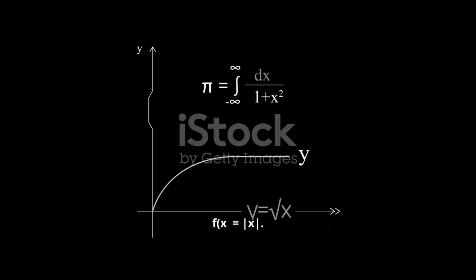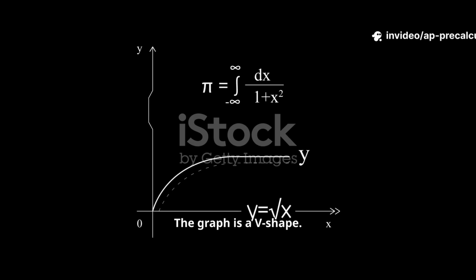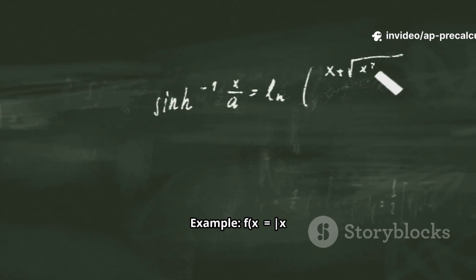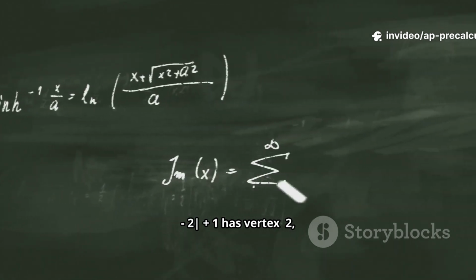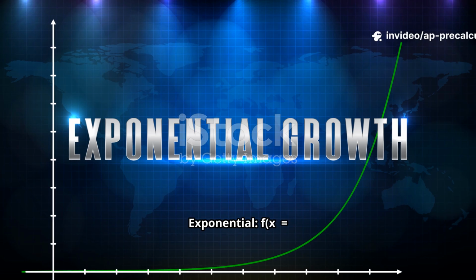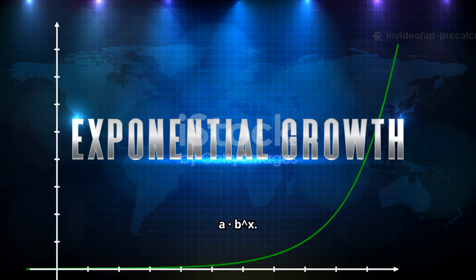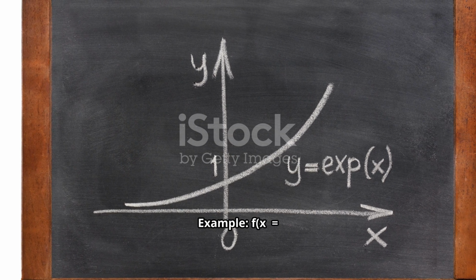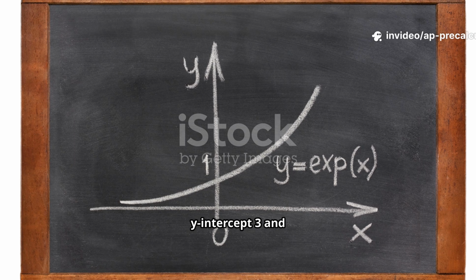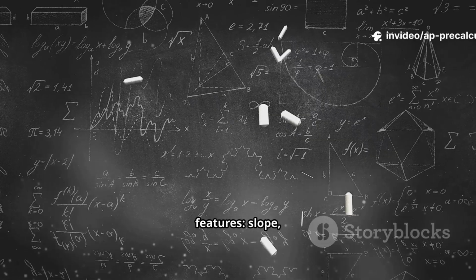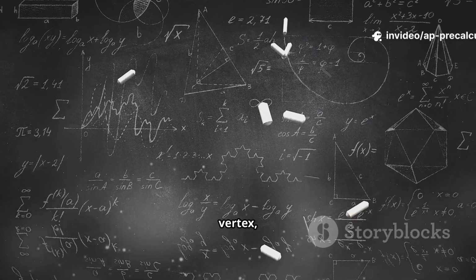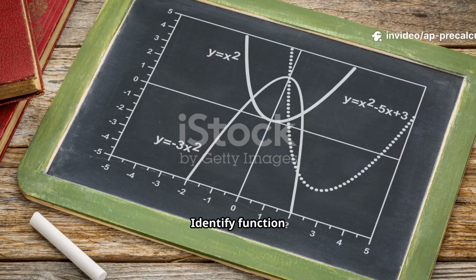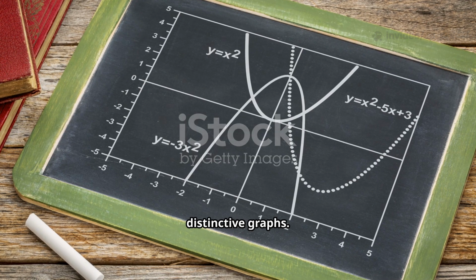Absolute value: f(x) = |x|. The graph is a V-shape. Example: f(x) = |x - 2| + 1 has vertex (2, 1). Exponential: f(x) = a·b^x. The graph grows or decays rapidly. Example: f(x) = 3·2^x has y-intercept 3 and doubles each step. Remember shapes and features: slope, vertex, cusp, and asymptote. Identify function types by their distinctive graphs.